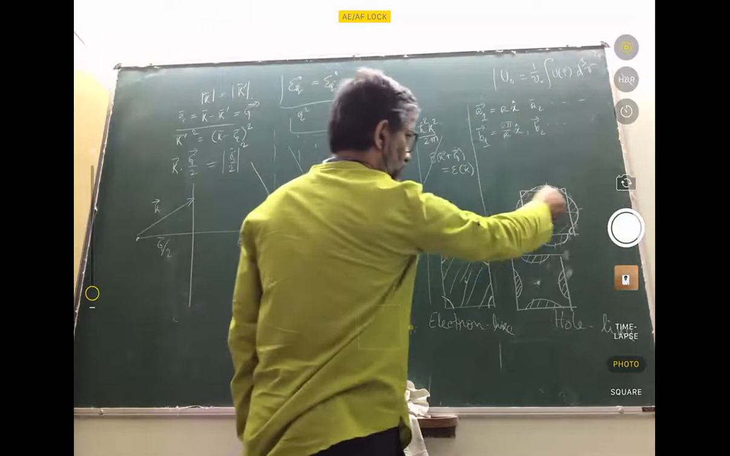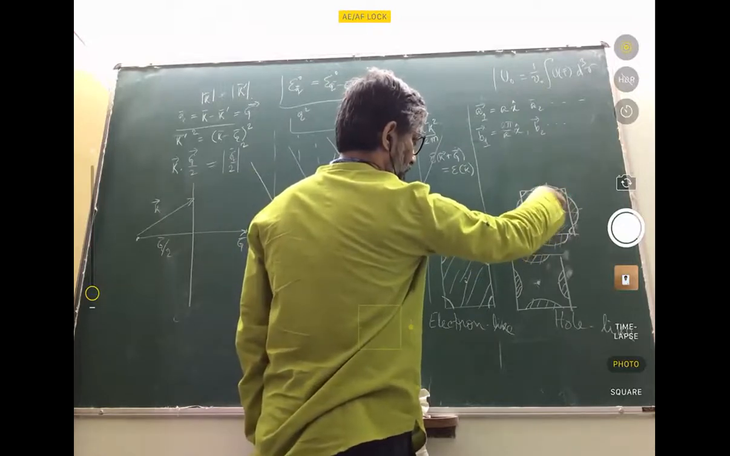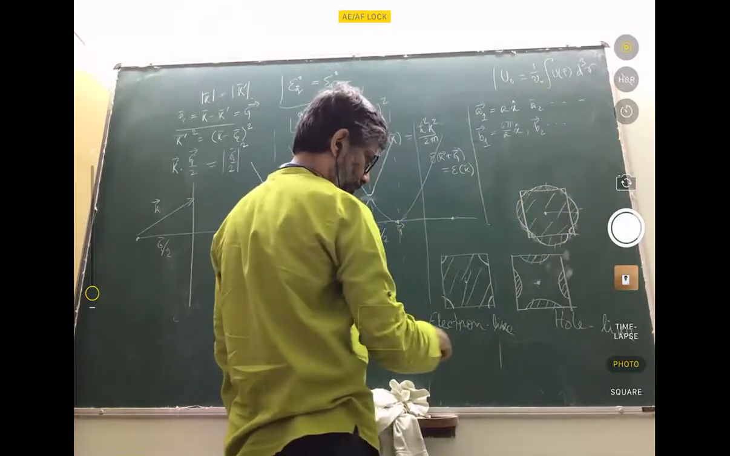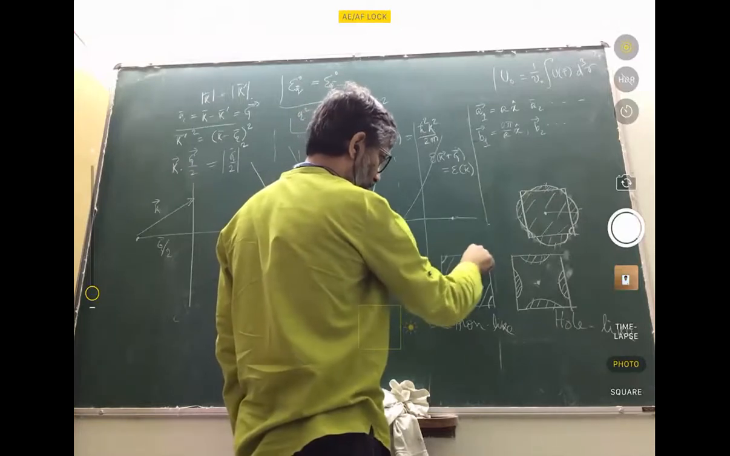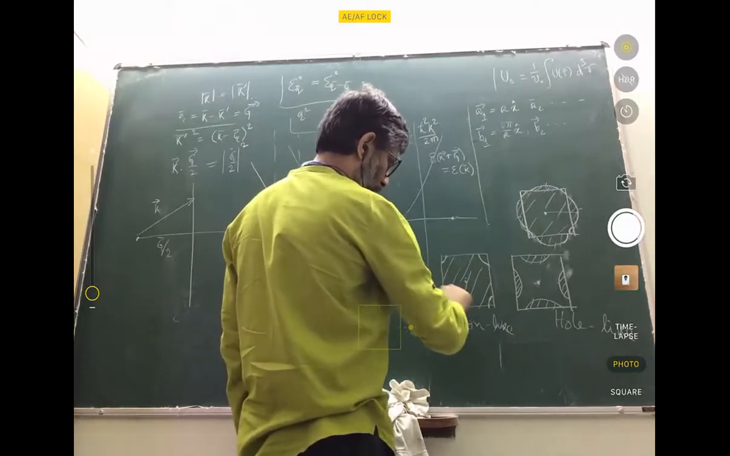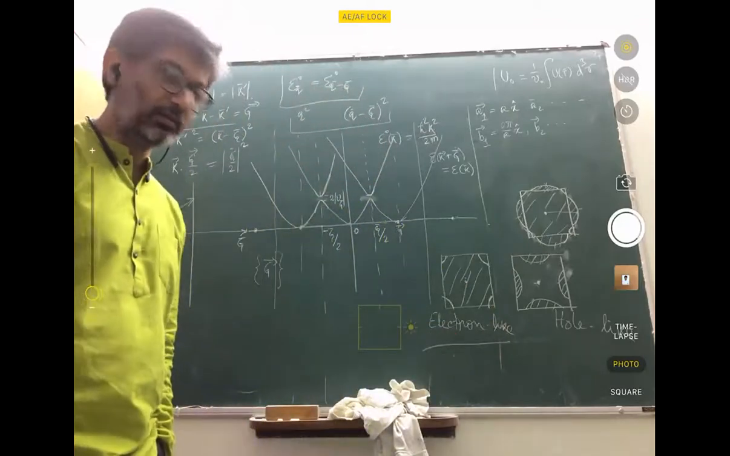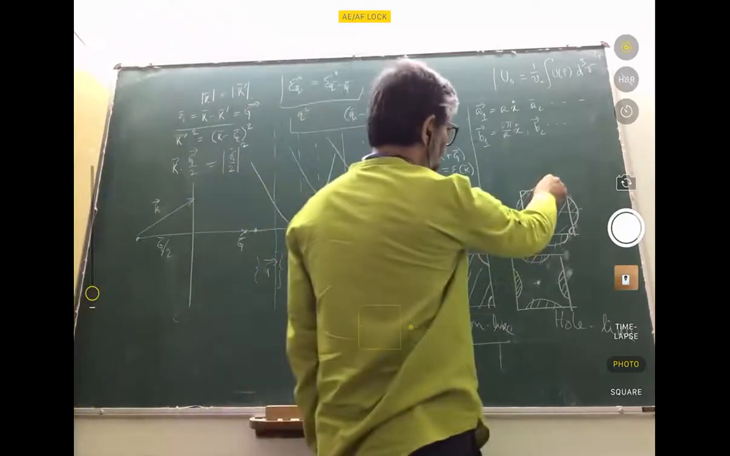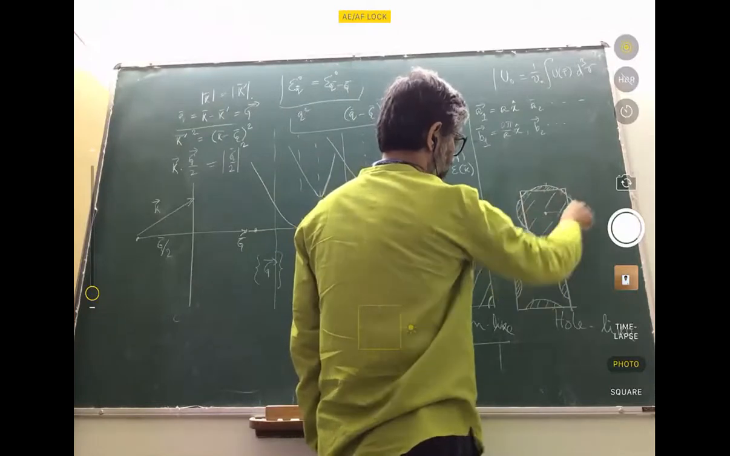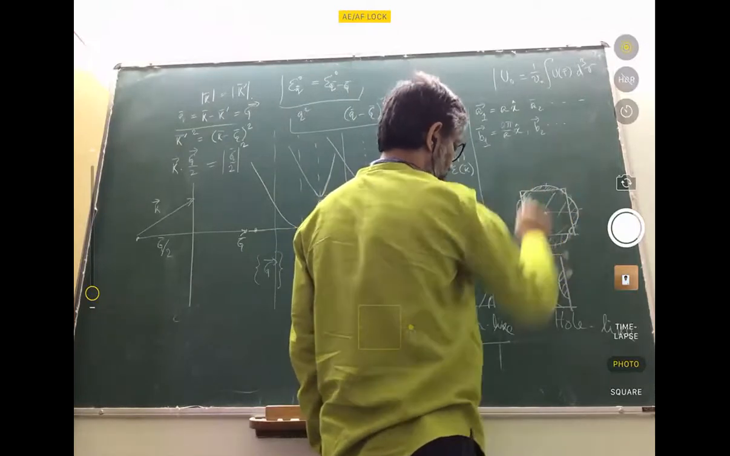And states inside this are occupied. So these are surfaces that enclose occupied states, so they are called electron-like surfaces. On the other hand, look at these branches, I mean, this branch, with these pieces.